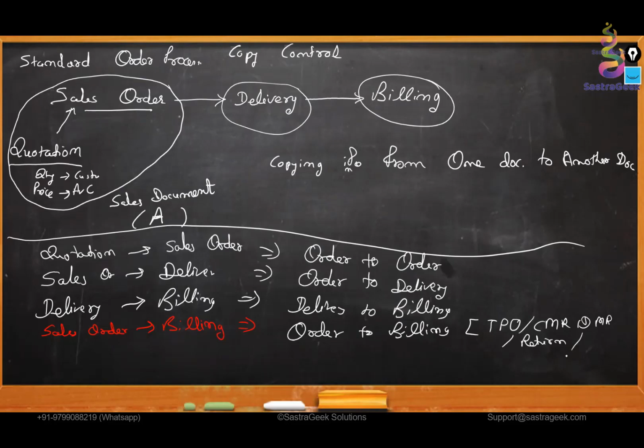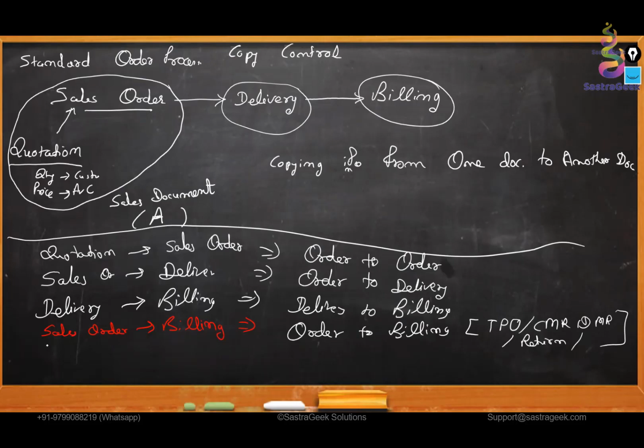If you have some kind of periodic billing like your rentals, then you have a long-term contract and you are directly billing from the contracts. So you can have a contract to billing scenario as well. So there would be some business scenarios where you may need sales order to billing copy control, because you are creating billing directly from the sales order in a one-step process.